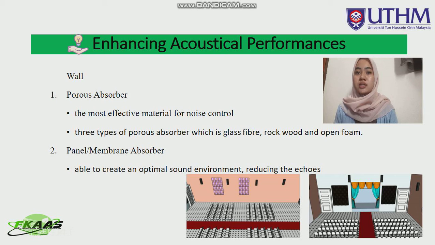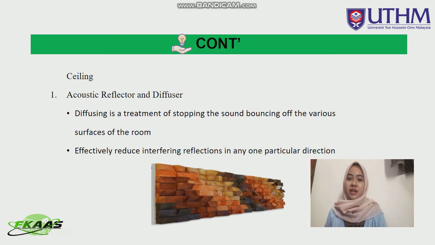And then the second one is the panel absorber, also known as a membrane absorber. A membrane absorber is able to create an optimal sound environment and can also reduce echoes. And then for the shielding, we decided to install an acoustic reflector and also a diffuser. The function of the diffuser is a treatment to stop the sound bouncing off the various surfaces of the room. It effectively reduces interfering reflection in any one particular direction.